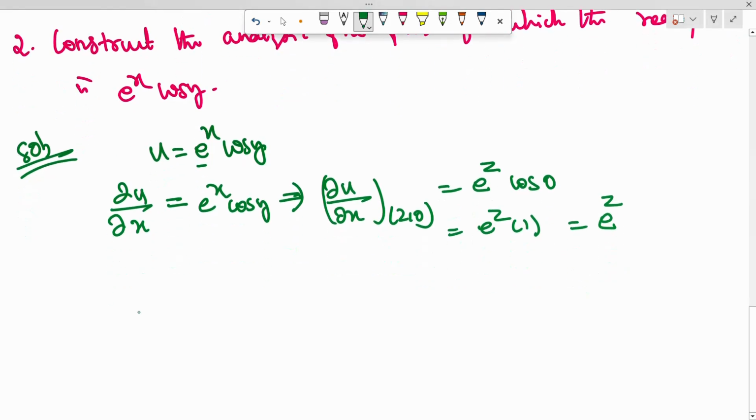Okay. Then calculate dou u by dou y. Partial derivative with respect to y. Now we are going to differentiate with respect to y. In this differentiation, e power x is constant, temporarily considered as constant. E power x into differentiation of cos y is minus sin y. Now calculate dou u by dou y of z comma 0.